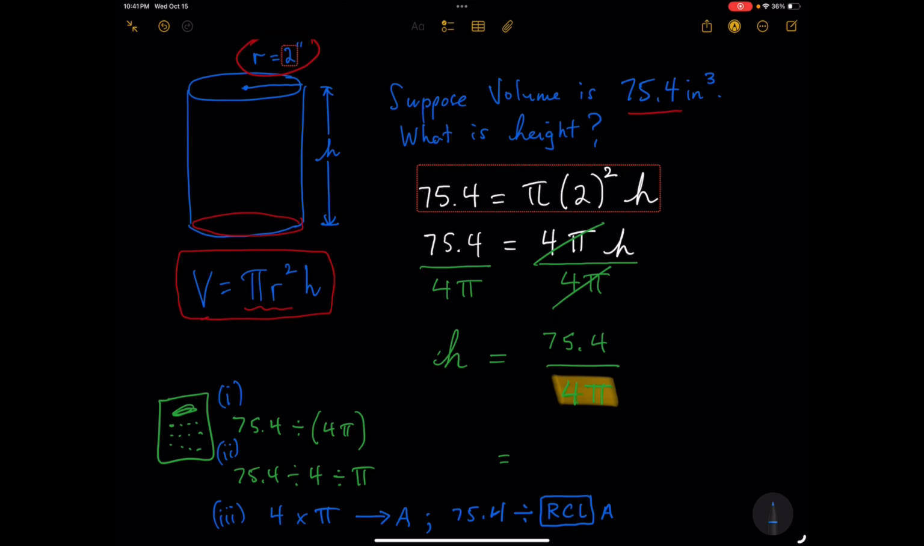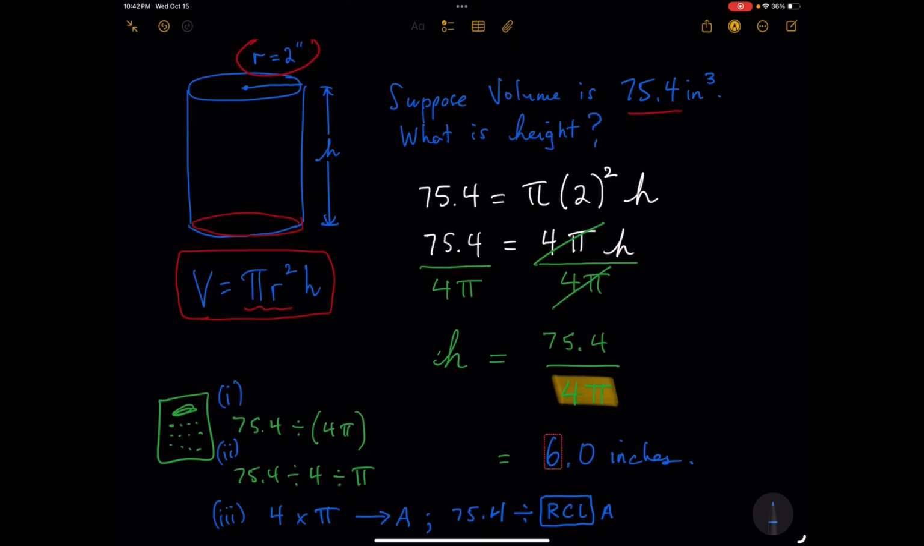So I'm just going to work this one out here on my computer. 75.4. Oh boy, hang on one second. 75.4 divided by 4 pi, and that is equal to 6.0 rounded to 1 decimal place. It's 6.00014135, but to 1 decimal place is 6.0, and the units on this would be inches.